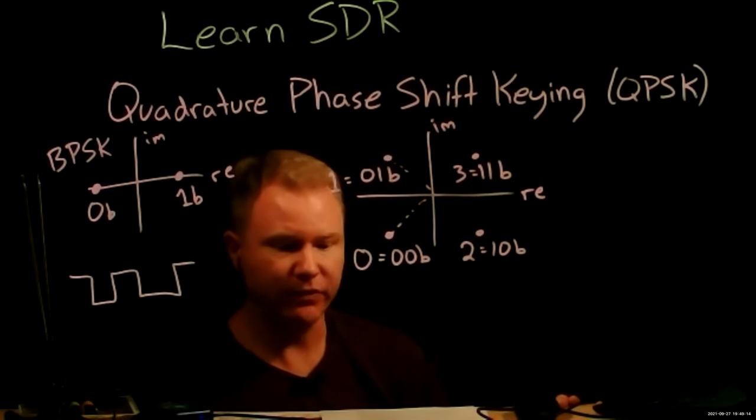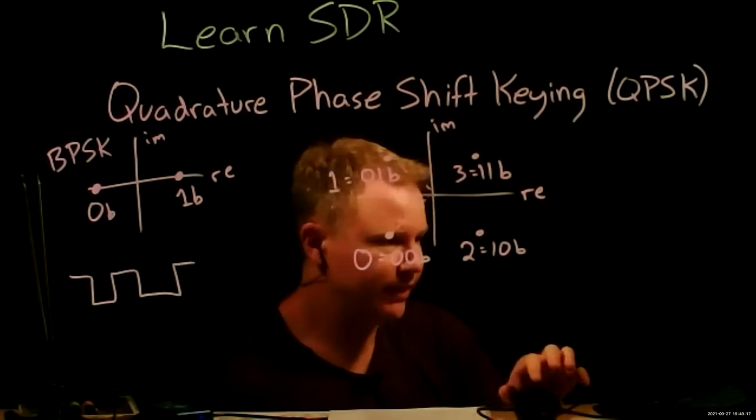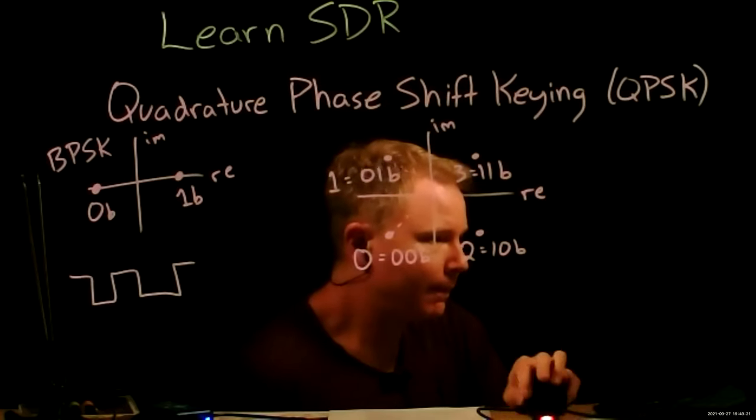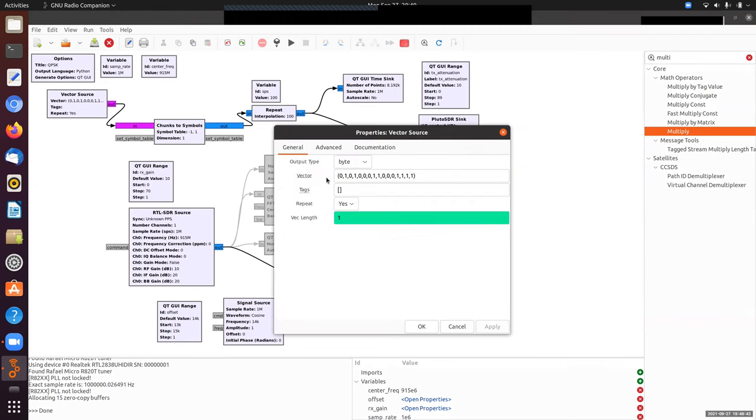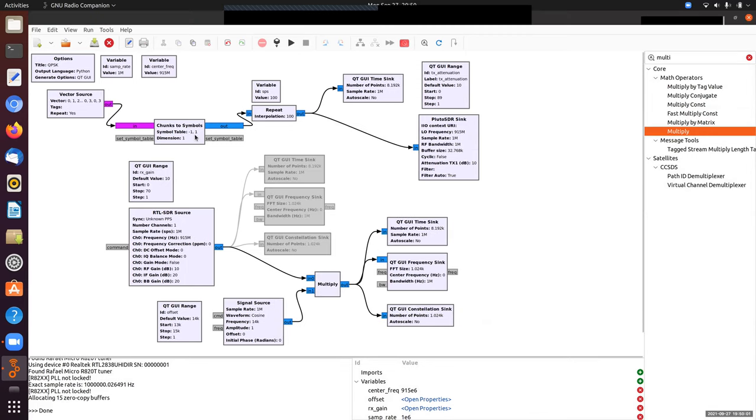So let's actually implement this in a flow graph and see what this looks like. So I'll share my screen again. And I have already saved my previous flow graph with the new title QPSK. And I'm just going to make two very small changes. One is that my source is not going to just be zeros and ones anymore. I have these four different symbols I can choose between. And so I'm going to make a source that goes between these four symbols. So maybe I'll go 0, 1, 2, 3, and then maybe I'll go 0, 3, 0, 3, just to see some fast transitions.